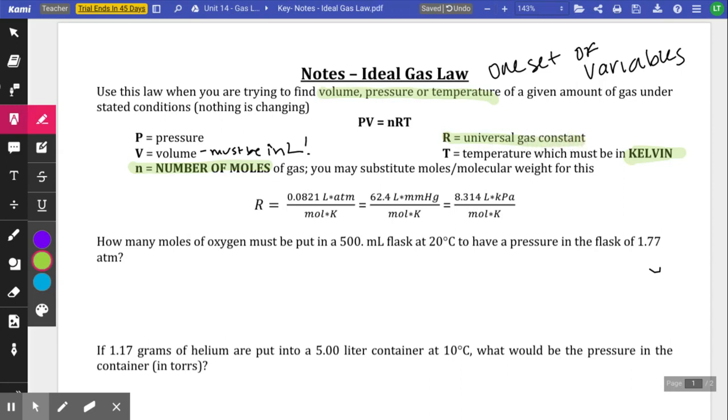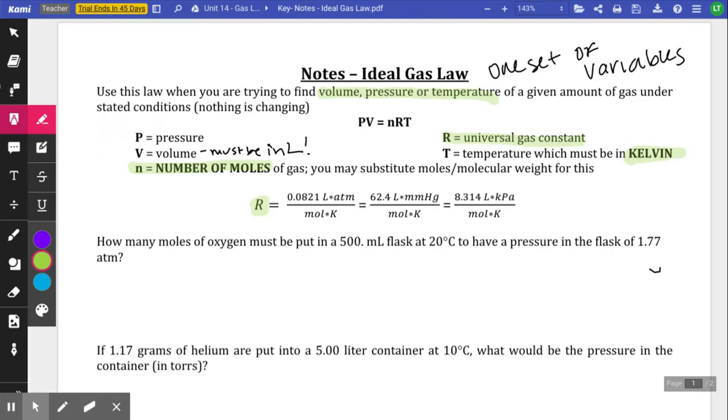Okay, so it's a constant. It's on the formula chart, but I'm going to go through it with you guys real quick. So R can have several different values. It can either be 0.0821 liters times atmospheres divided by moles times Kelvin, 62.4 liters times millimeters of mercury divided by moles times Kelvin, or 8.314 liters times kilopascals divided by moles times Kelvin. So we have these three different R values.